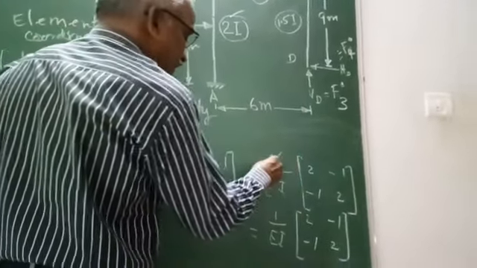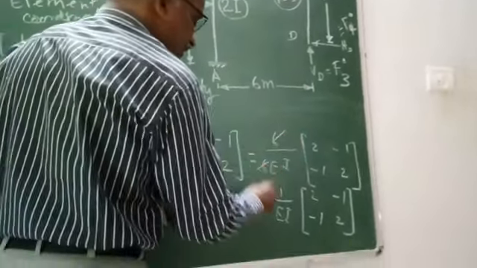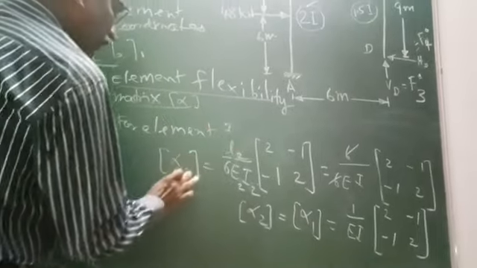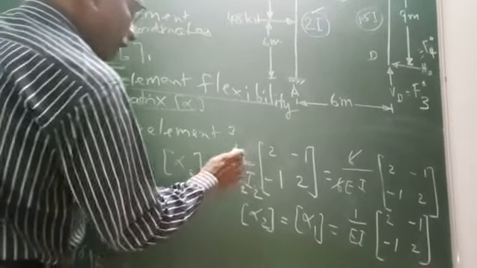Therefore, 6 and 6 will get cancelled. Therefore, that is also equal to alpha 1, this is alpha 1. So that is also equal to alpha 2. Alpha 2. Right. Now coming to element 3, it is alpha 3.